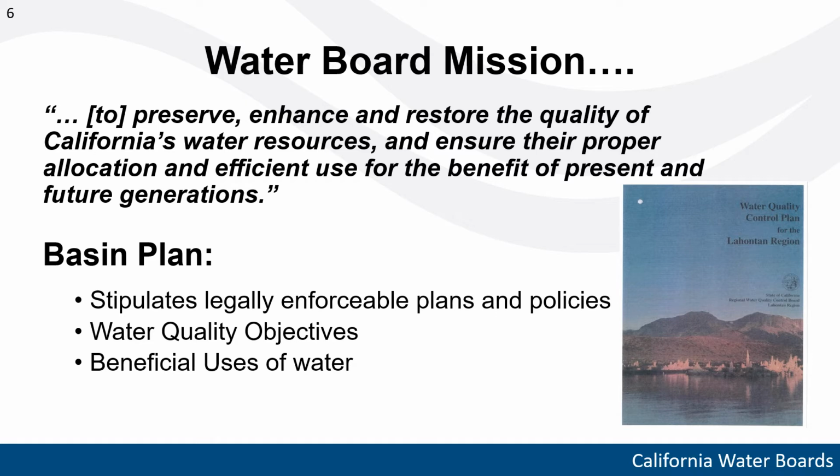Basin plans contain water quality objectives, which set limits or allowable levels of water quality constituents. I will touch more on objectives in a minute. And basin plans also designate beneficial uses of water. A beneficial use is a legal term to describe how a person might use a surface water to benefit them. It could be for recreation, it could be for drinking, it could be for agriculture. All beneficial uses of water that are in place in the Lahontan region can be found in the Basin Plan, which, as I just alluded to, is the governing document for water quality regulation in the Lahontan region.